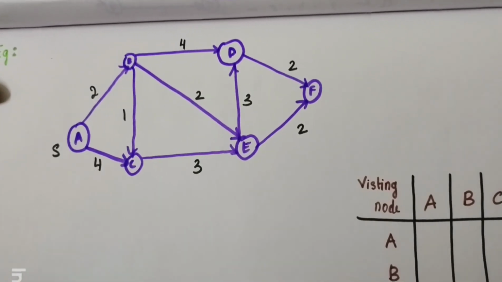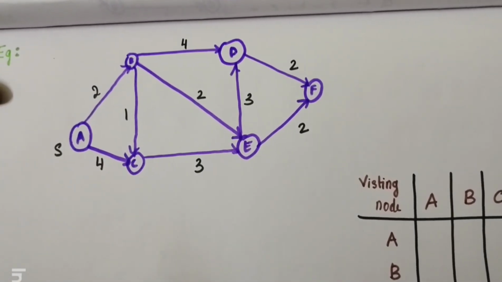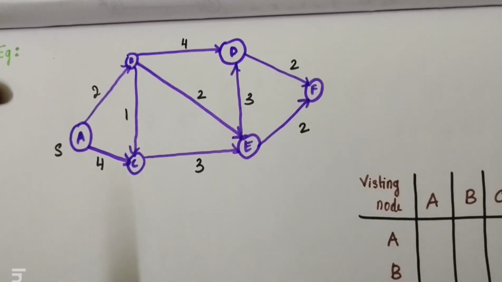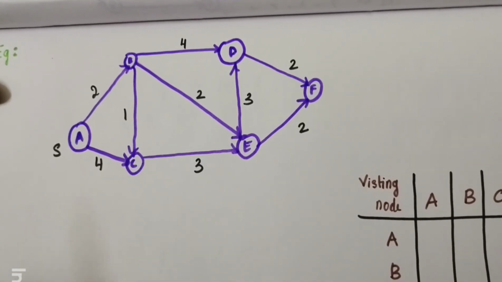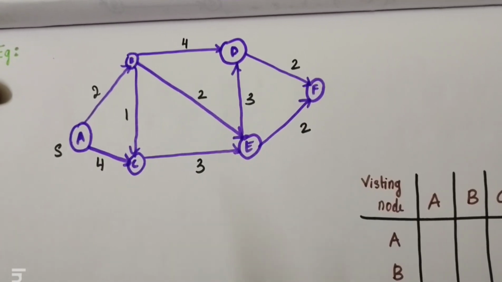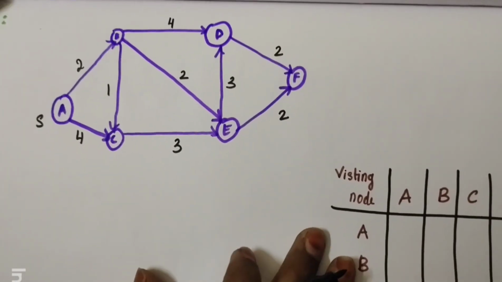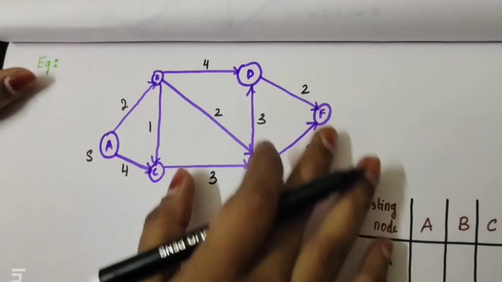Dijkstra's algorithm is similar to that, but it finds the shortest path tree. So that is the only difference between Dijkstra's and Prim's and Kruskal's. So first, consider this graph.